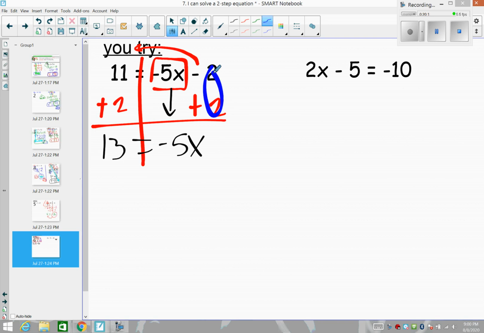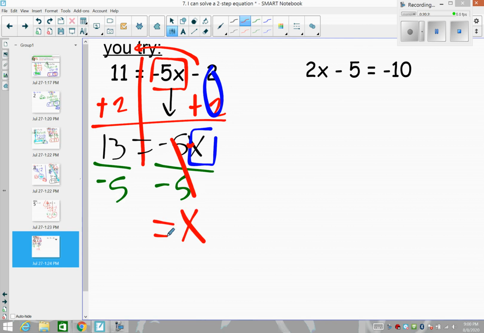Now, x wants to be alone. The operation that's attached is multiplication. So to get rid of it, we're going to divide by the number out front. Copy, paste. So that's a 1, and we get x alone, which is good news. The sign's going to be negative, and you can put that in your calculator if you want and just take the top number and divide by the bottom number. I'm just kind of doing it in my head here.